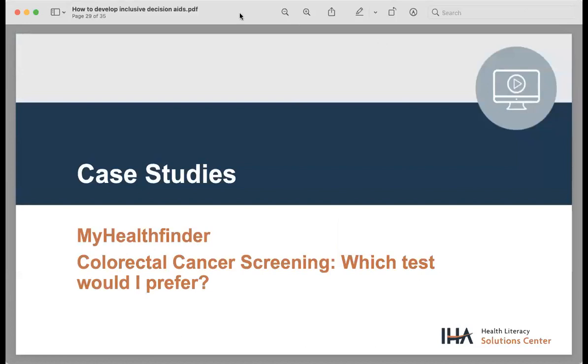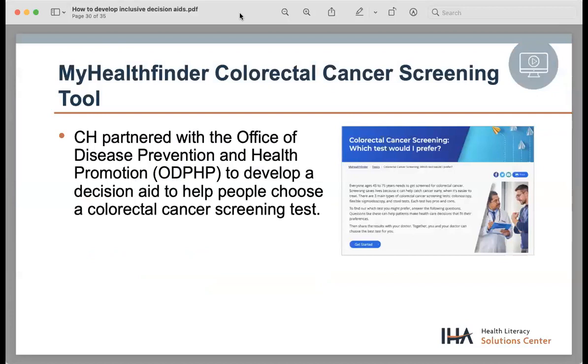Thank you. So for our second case study, we're sharing a decision aid tool that Communicate Health developed in partnership with the Office of Disease Prevention and Health Promotion for their MyHealthfinder microsite. MyHealthfinder provides consumer health information that's written in plain language, and it's based on evidence-based clinical preventive service recommendations, like vaccines, screenings, or other tests that people may get.